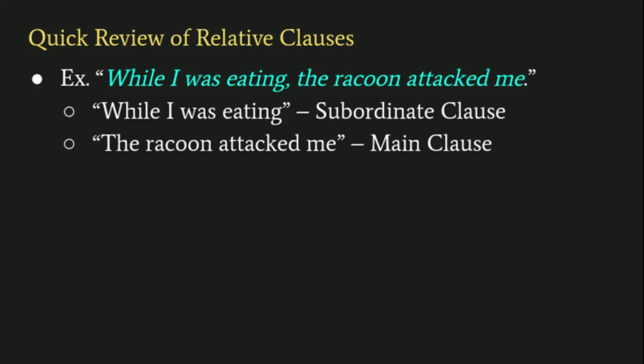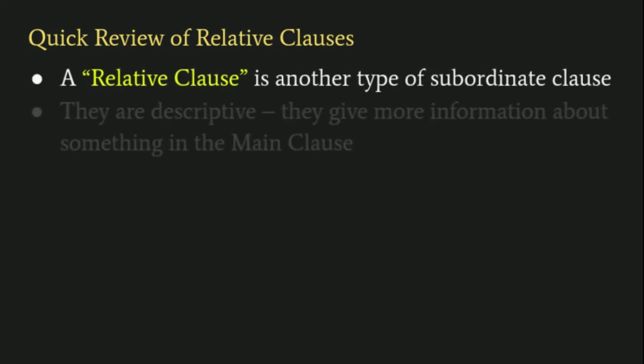"The raccoon attacked me" is the main clause. That's the key idea, and it can stand alone as its own sentence. You could just say to someone, "The raccoon attacked me." "While I was eating" is giving you more information about the background, what was going on right before or while the raccoon attacked you, right? That's the main clause. That's the most important part.